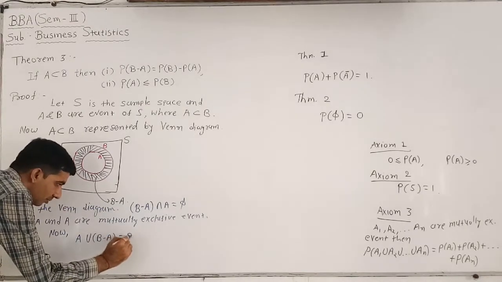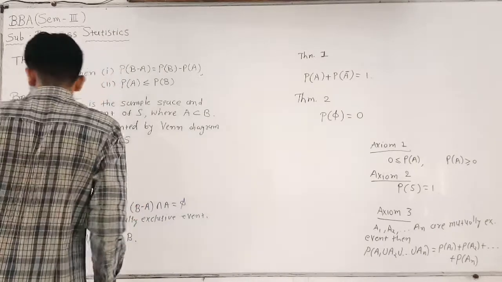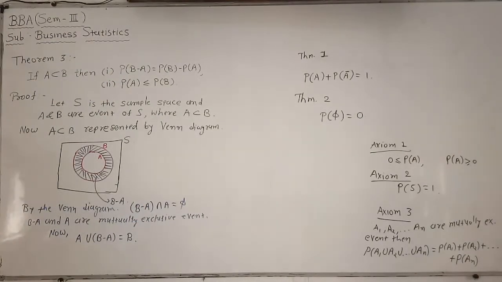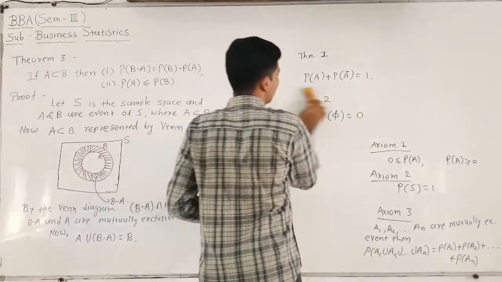It means that B is equal to A union B minus A.